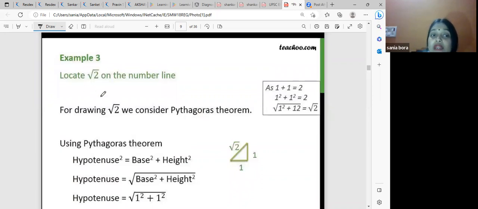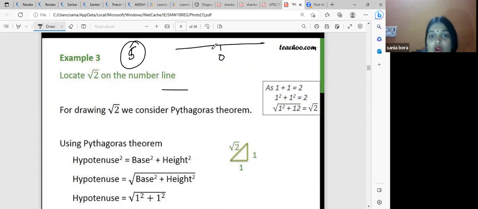You have to locate under root 2 on the number line, right? Easy one, quite not that difficult. So just understand the steps. You have to learn the steps. Now, for example, if I ask you, Ayaan, this is 5. Locate this 5 on the number line. You can easily do it.